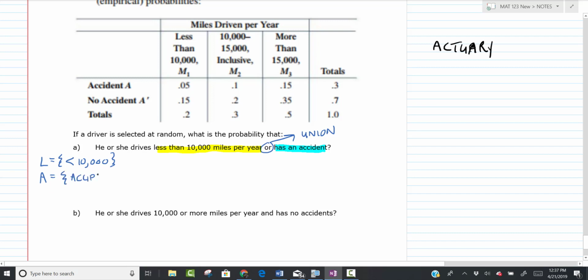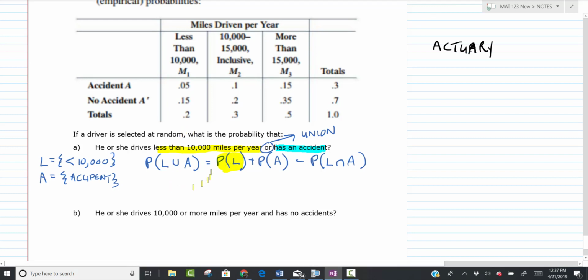Okay, so I'm going to use that formula for a union. So we're going to do the probability that you drive less than 10,000, union, you have an accident. So the formula goes like this. You do the probability that you drive less than 10,000 plus the probability that you're going to have an accident, and then minus the probability of the overlap or the intersection. So let me show you how we put this together.